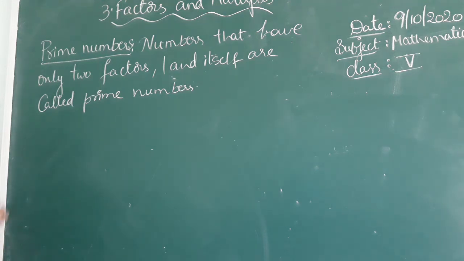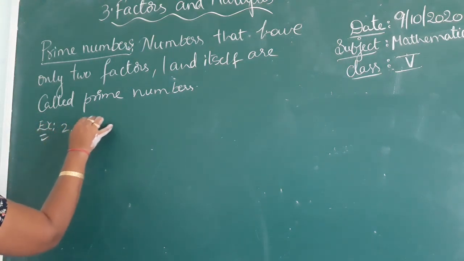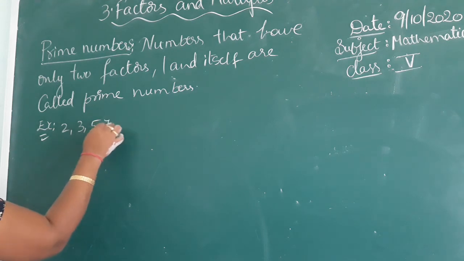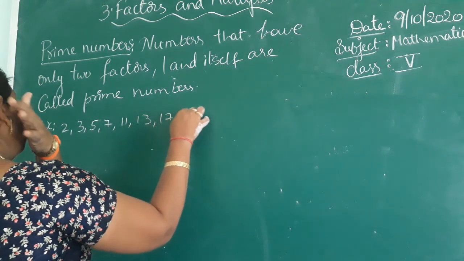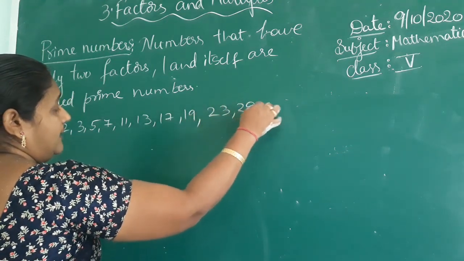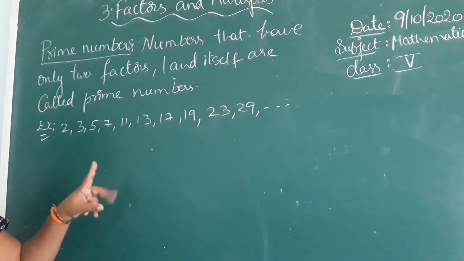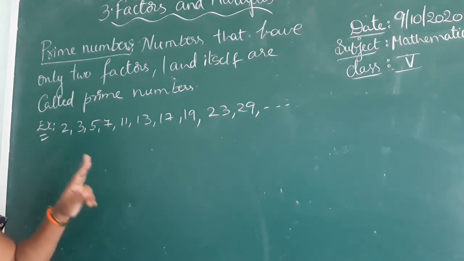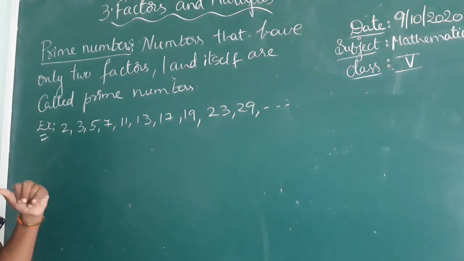So what are the examples of prime numbers? 2, 3, 5, 7, 11, 13, 17, 19, 23, 29 and so on. These are the prime numbers. These all have only two factors, one and itself, not more than two factors. This type of numbers are called prime numbers.